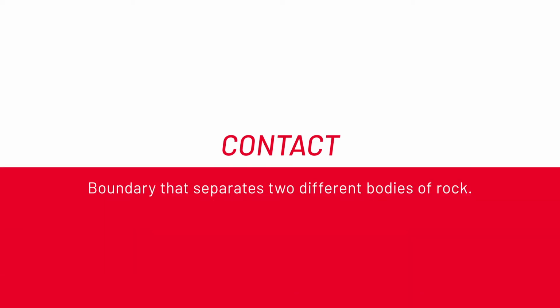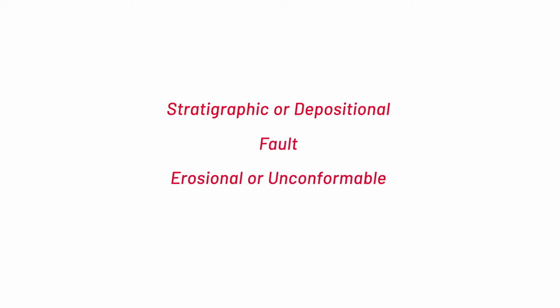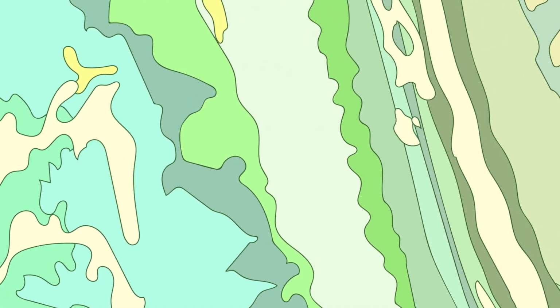So if you remember, there are 4 different types of contacts. A contact is a boundary that separates 2 different bodies of rock. And these 4 types of contacts are first, stratigraphic contacts, or you could also call them depositional contacts. Second, fault contacts. Third, erosional or unconformable contacts. And fourth, intrusive contacts. So a stratigraphic contact is a plane that is separating 2 different layers of rock.